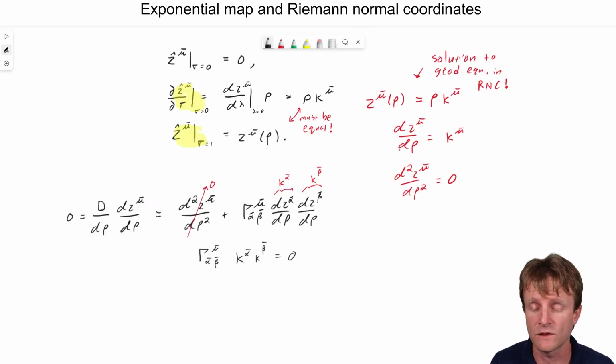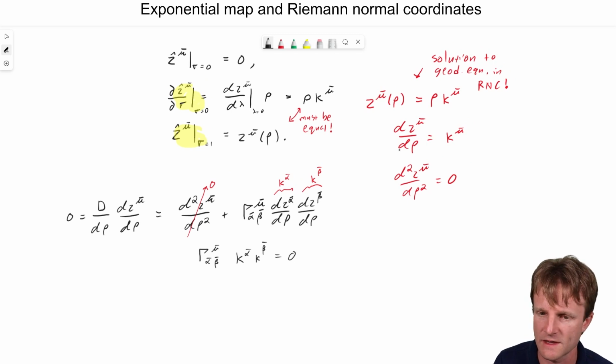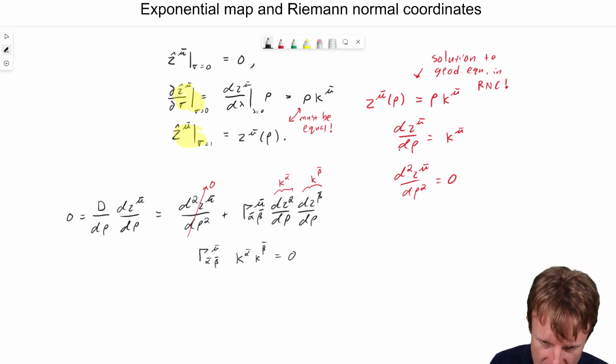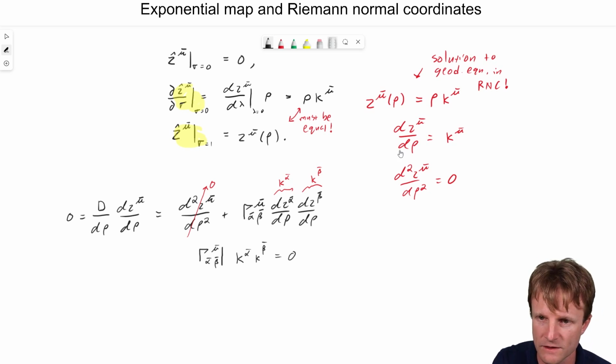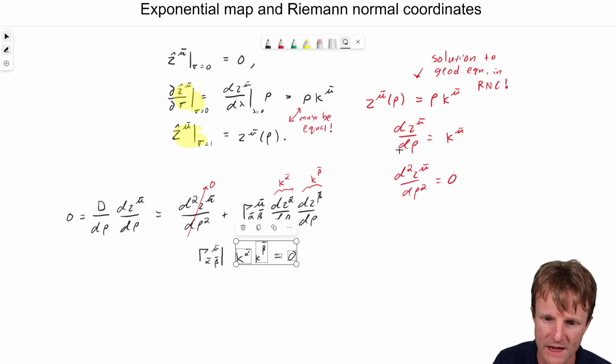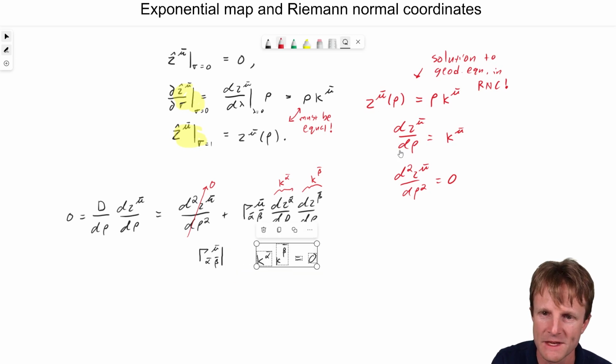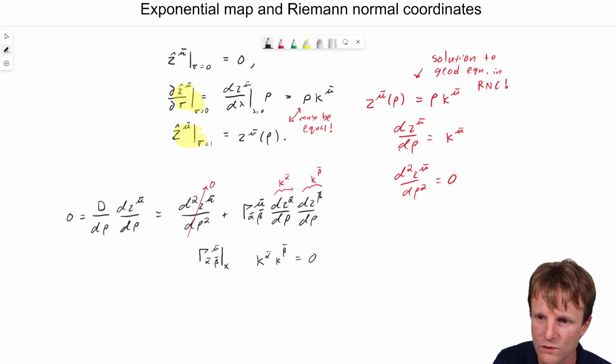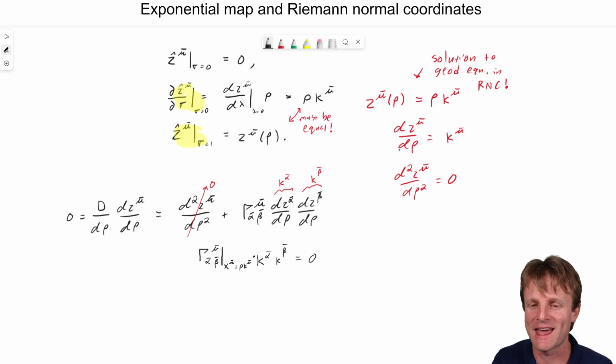Now it's tempting to conclude that because k is supposed to be arbitrary that the gammas vanish, but actually the gammas here are evaluated at the point along the geodesic curve we are considering. And that point actually depends on k, because the geodesic curve has the solution z mu equals rho k mu bar. So I'm evaluating this Christoffel symbol at x mu bar equals rho k mu bar. And so it's not independent of k. The point I'm evaluating at depends on k.